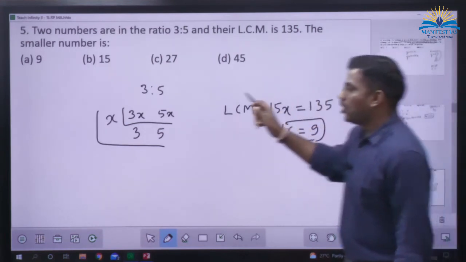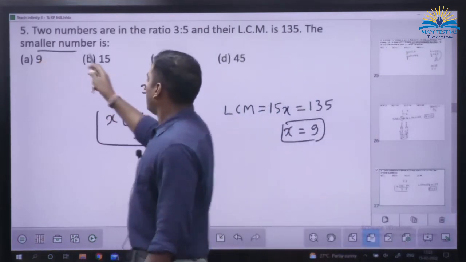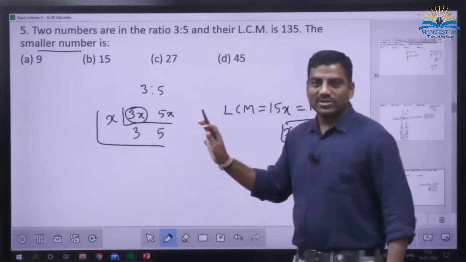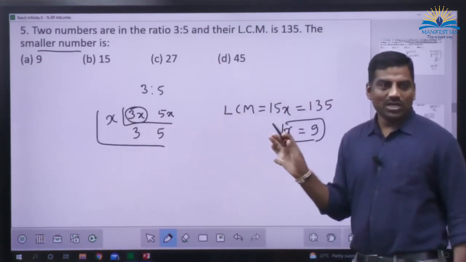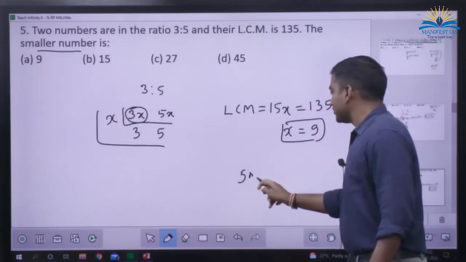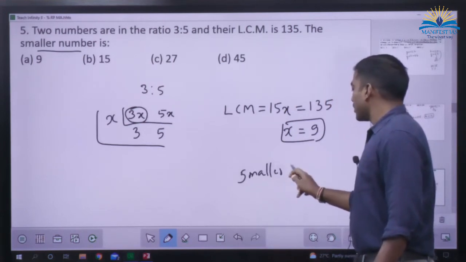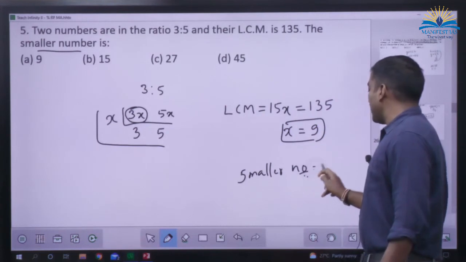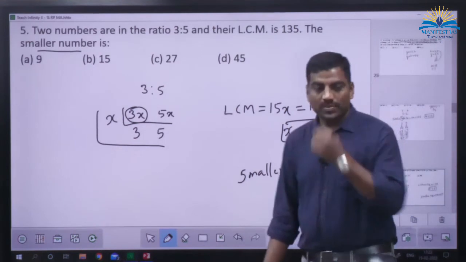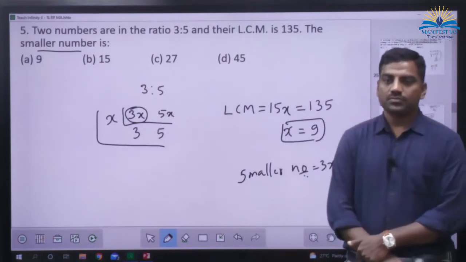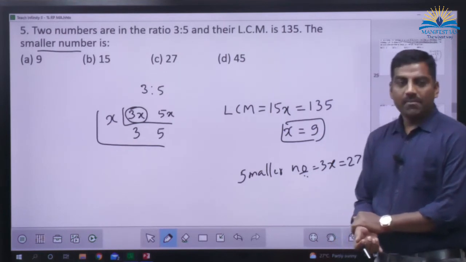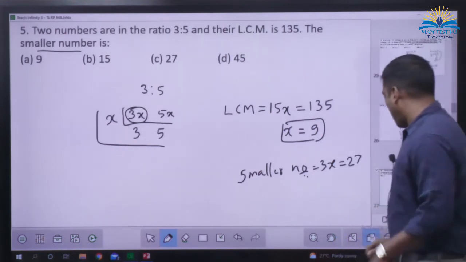What are they asking? The smaller number. Smaller number among them is what? 3x or 5x? Smaller number is 3x, no? So smaller number is equal to 3x. That is equal to 27. Fine?